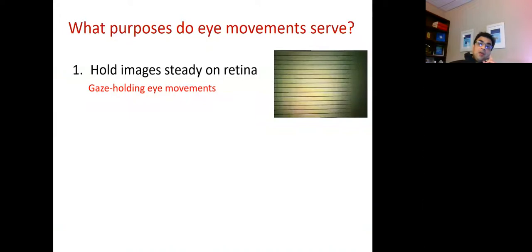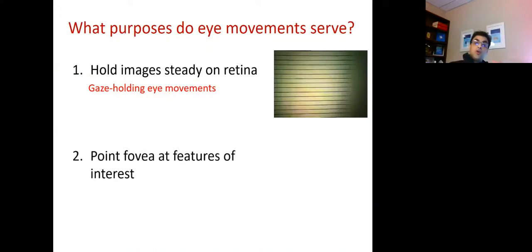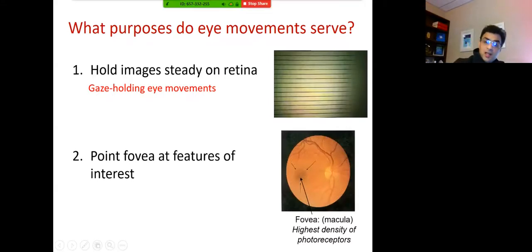And second is, of course, by keeping the eyes steady, we point our fovea at features of interest. As you can tell here in these arrows, this is your fovea. And this fovea is where the highest density of photoreceptors is. Your camera is the best. It has 4K resolution, or probably even better than 4K.